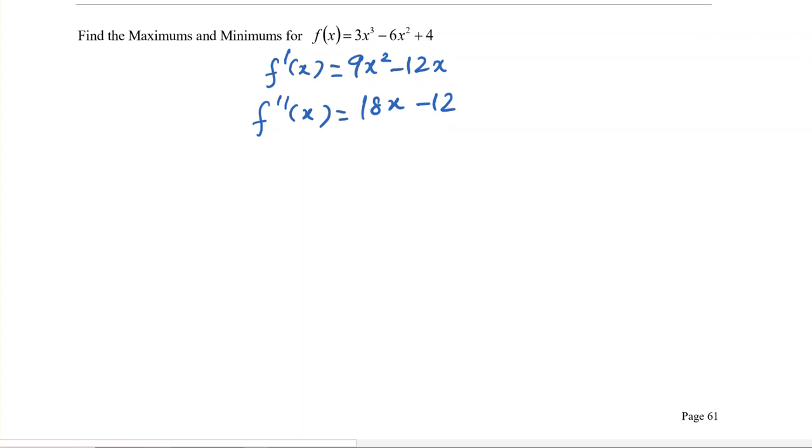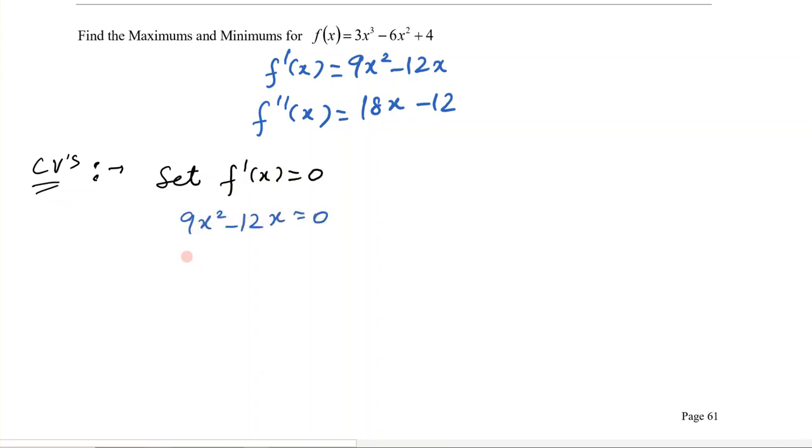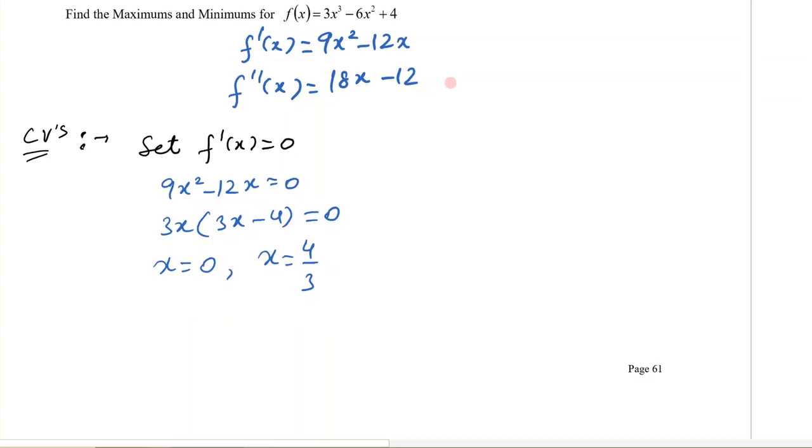All right, so our next step is to find the critical values. For the critical values, I'm going to set my first derivative equal to 0. So this implies 9x squared minus 12x equals 0. Take any common factors out. 3x is a common factor, so 3x times (3x minus 4) equals 0. So either x is 0 or 3x minus 4 equals 0, which means x is equal to 4 over 3.